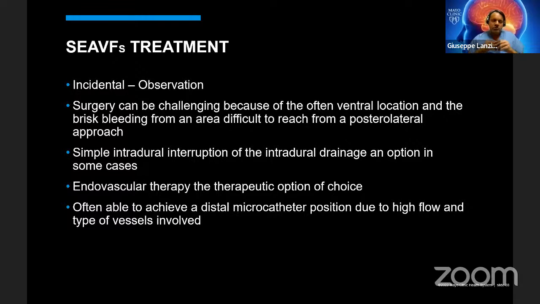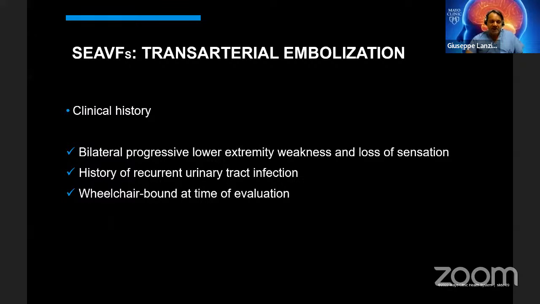The other thing about endovascular therapy we have observed in this specific type of fistula is that because of the high flow and because of the anatomy of the vessels involved, it's usually very easy to achieve a very distal microcatheter position very close to the point of fistulization. And because of the high flow, as you start pushing the liquid embolic material, there is often distal progression into the proximal portion of the venous portion of the shunt, without getting too much reflux, especially if we are using Onyx or similar materials in the early phases of the embolization.